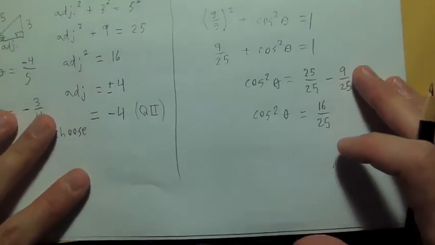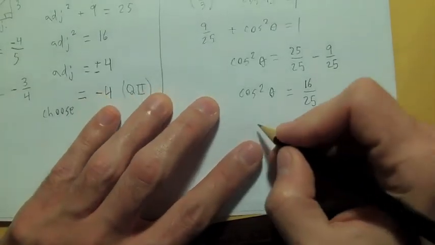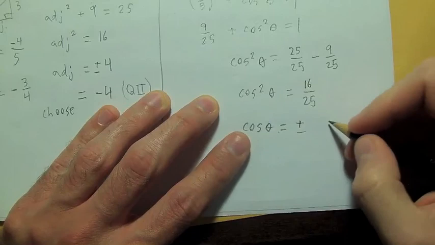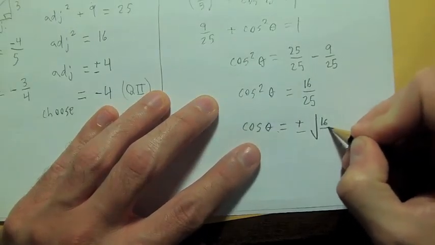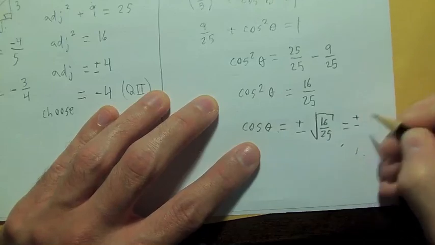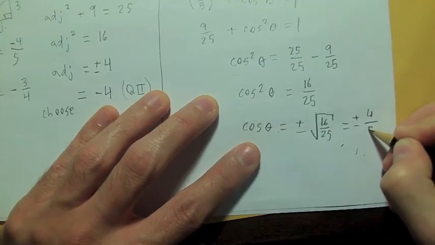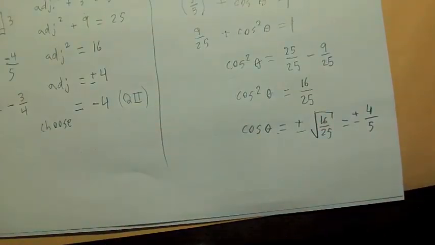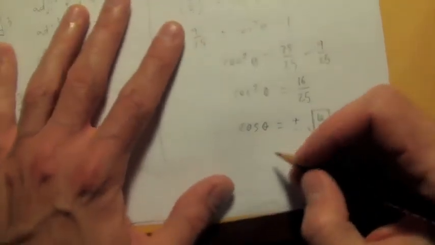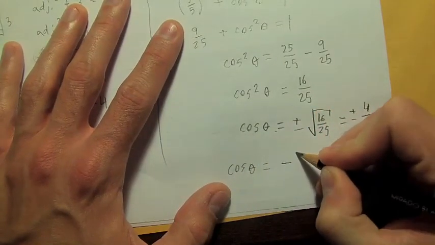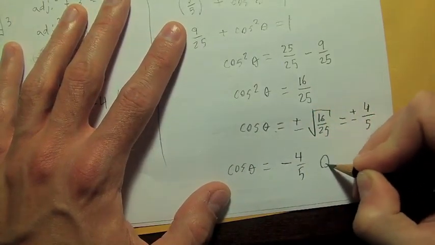Now, with cosine squared equal to a number, that means cosine itself is equal to plus or minus the square root of that number, which is going to be plus or minus 4 over 5. Now, which do I pick? The plus or the minus? Well, once again, we're actually in quadrant 2, so we're going to choose negative 4/5 because we're in quadrant 2.